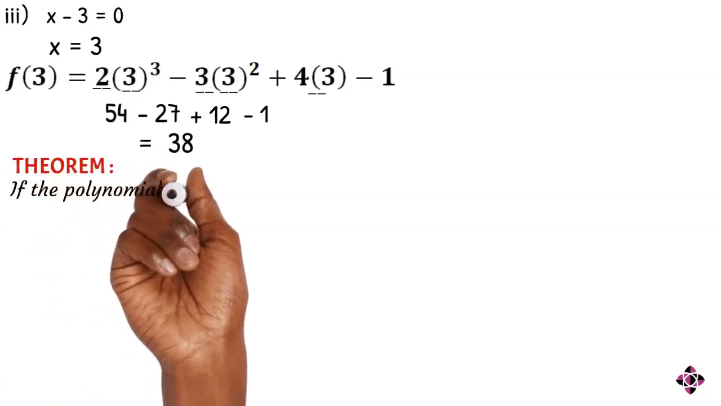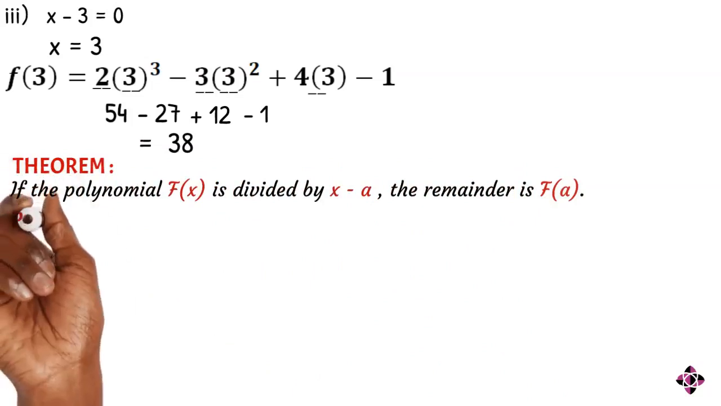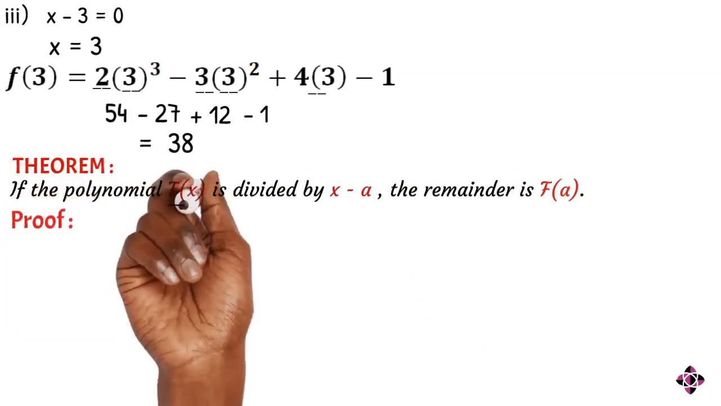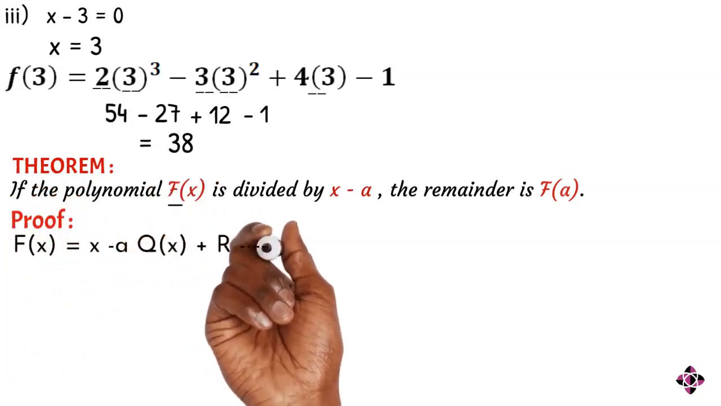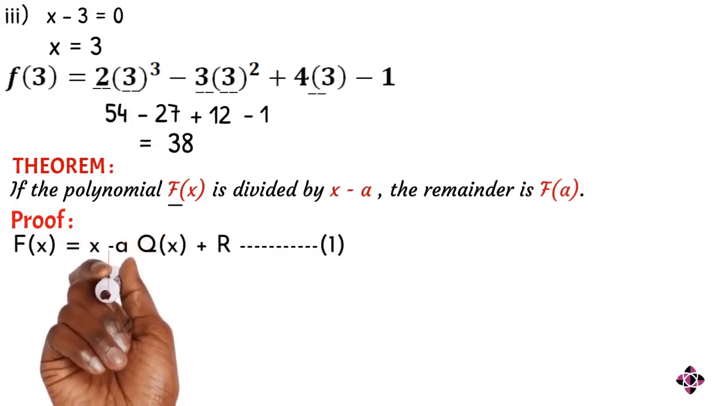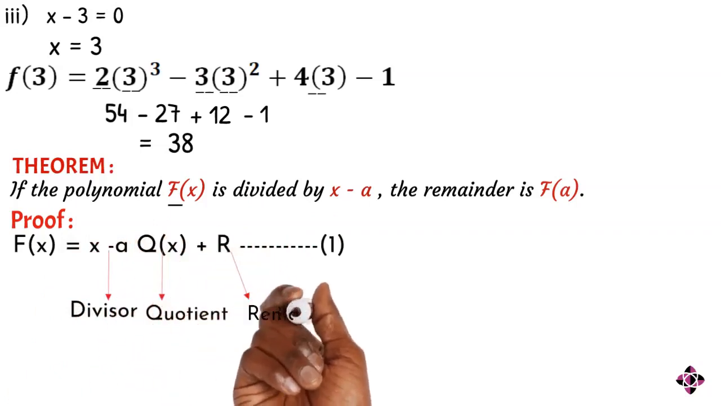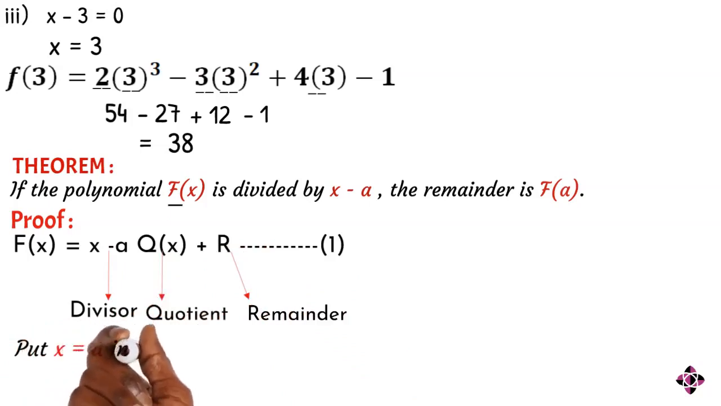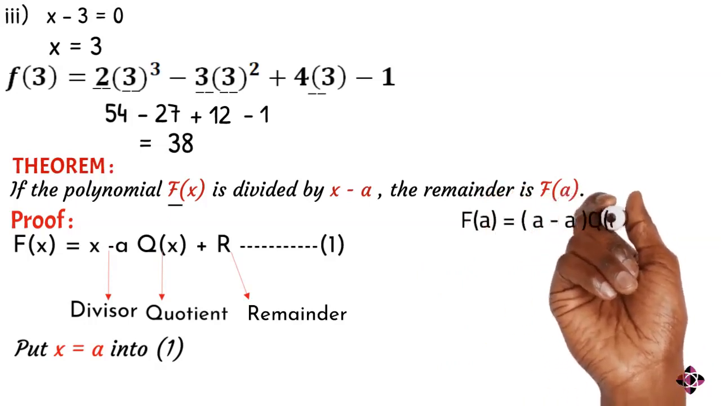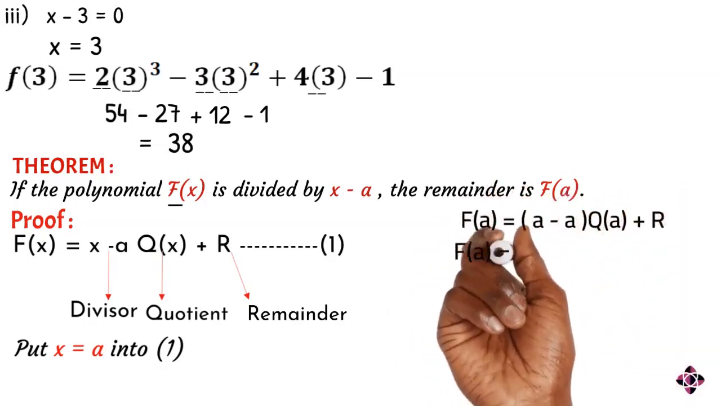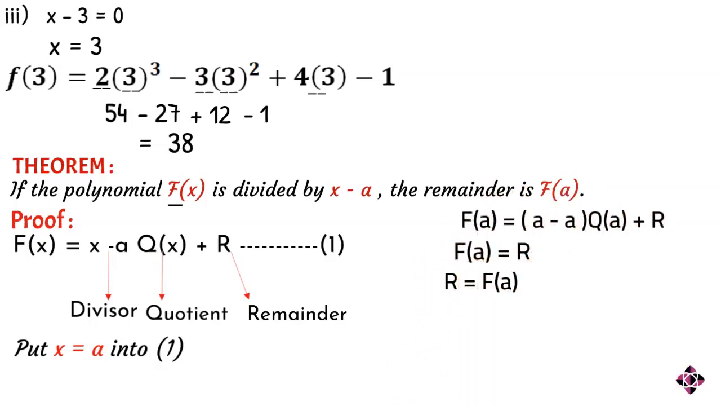Now the theorem for the remainder theorem. If the polynomial f of x is divided by x minus a, the remainder is f of a. Let's prove that. The polynomial function f of x can be written as f of x equals x minus a times q of x plus r. Let's call that equation 1, where x minus a is the divisor, q of x the quotient, and r the remainder. Now let's put x equals a into equation 1. So f of a equals a minus a times q of a plus r. So f of a equals r. Hence, r equals f of a. So it's proven.